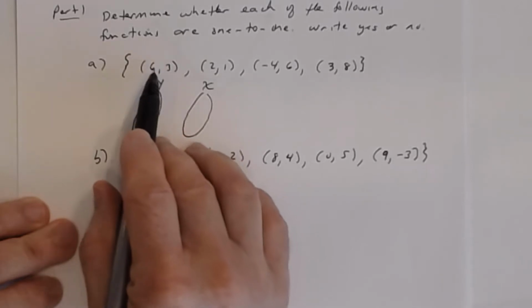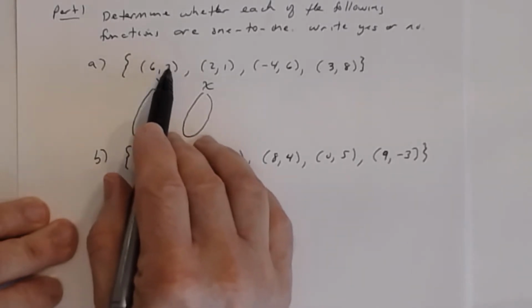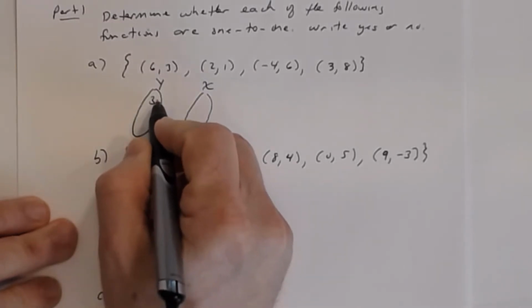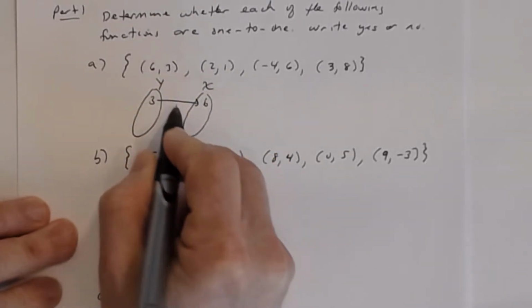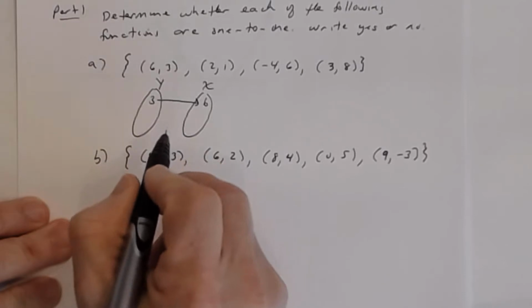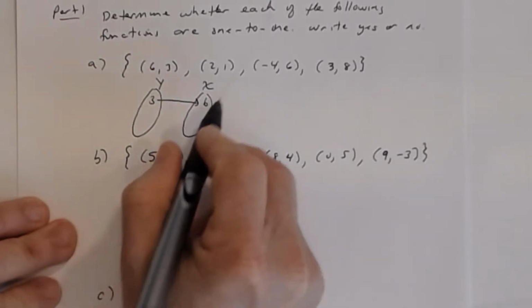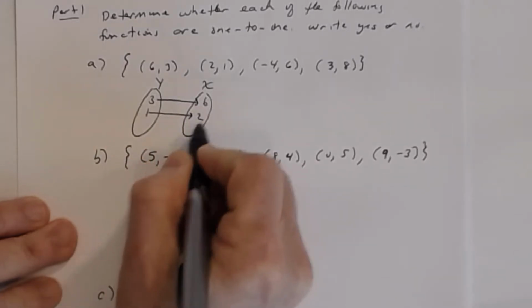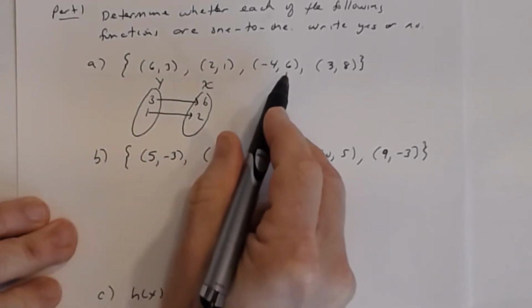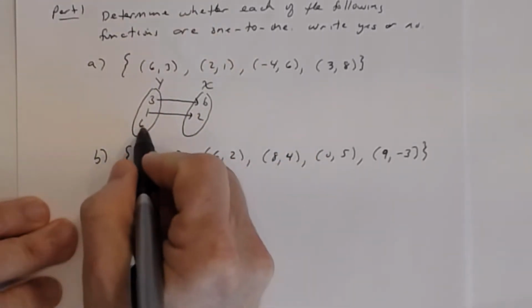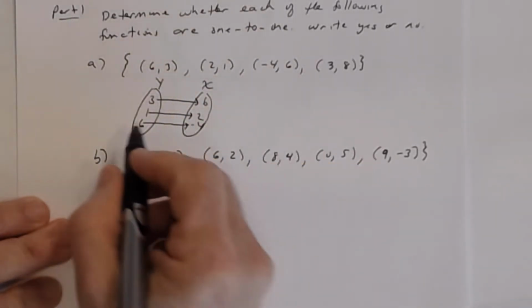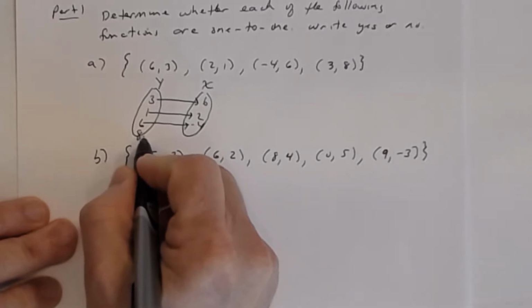So let's look at the first point. This is your x, this is your y. If y is 3, see how I put the 3 here? It gets mapped to 6. So when y is 3, my x value is 6. The next point: when y is 1, my x value is 2. When y is 6, my x value is -4. When y is 8, my x value is 3.